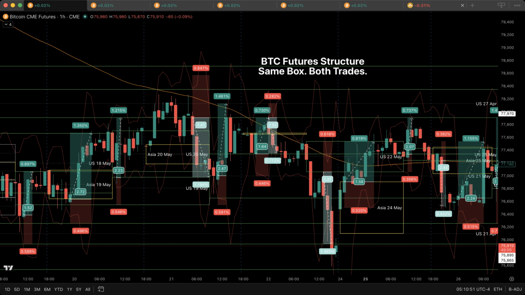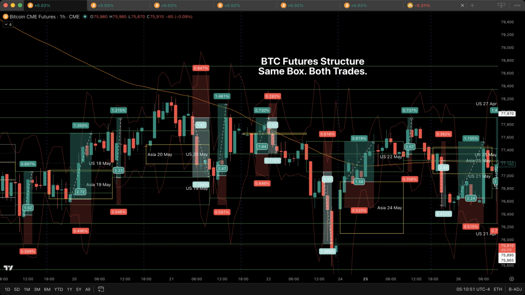Price reaches the May 21st US lower boundary. It tests that lower memory. It does not continue smoothly. The downside begins to slow. Distance becomes shorter. Reaction starts to come back. Now the long can form.